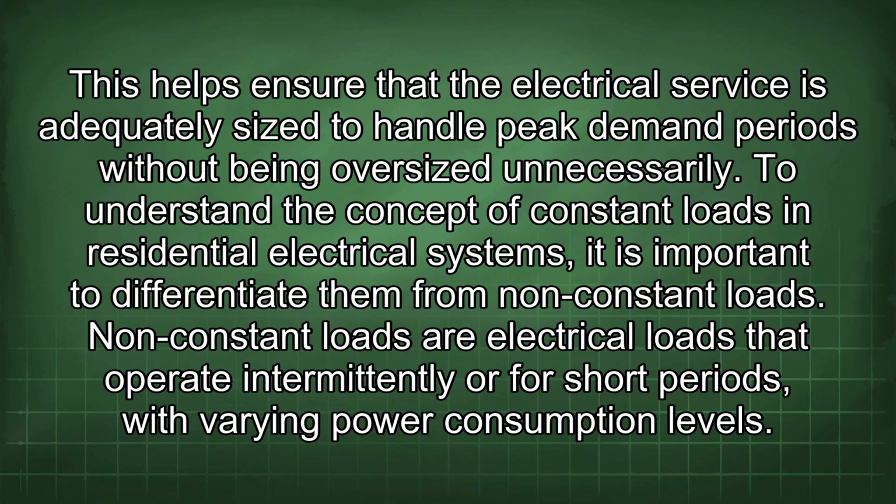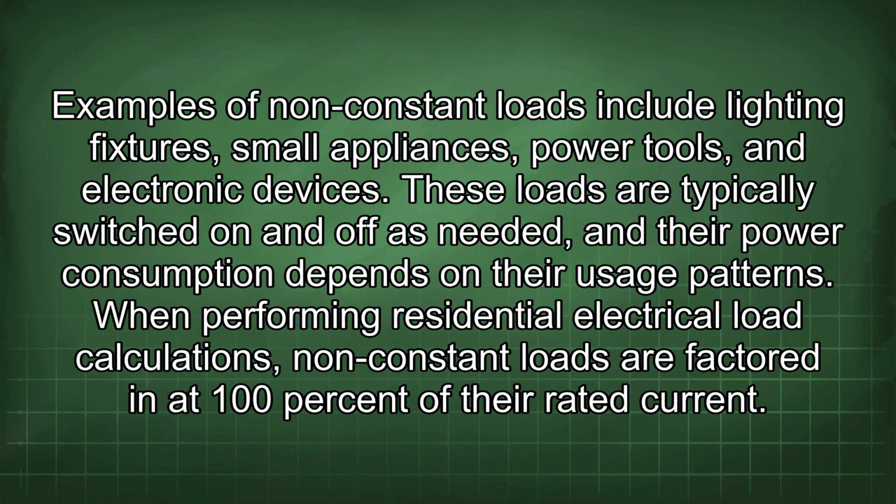To understand the concept of constant loads in residential electrical systems, it is important to differentiate them from non-constant loads. Non-constant loads are electrical loads that operate intermittently or for short periods, with varying power consumption levels. Examples of non-constant loads include lighting fixtures, small appliances, power tools, and electronic devices. These loads are typically switched on and off as needed, and their power consumption depends on their usage pattern. When performing residential electrical load calculations, non-constant loads are factored in at 100% of their rated current.